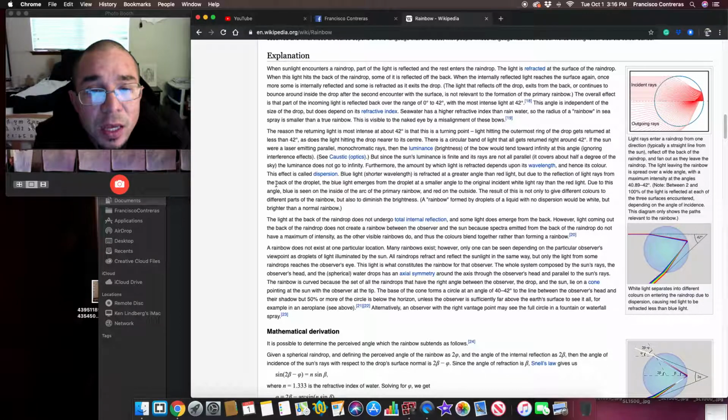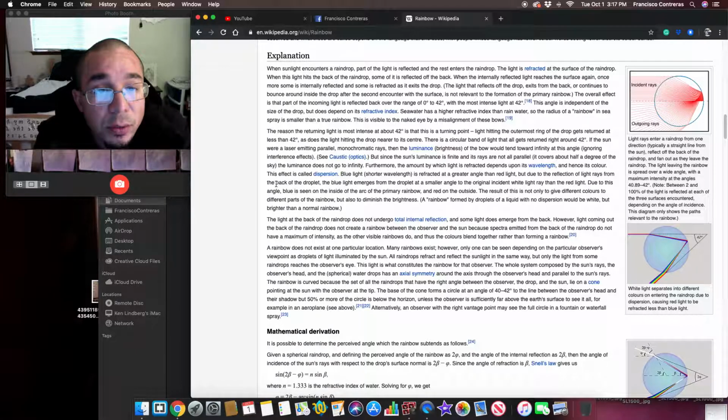refractive index. Seawater has a higher refractive index than rainwater, so the radius of a rainbow in sea spray is smaller than a true rainbow. This is visible to the naked eye by misalignment of those bows. The reason the returning light is most intense at about 42 degrees is that this is a turning point. Light hitting the outermost ring of the drop gets returned at less than 42 degrees, as does the light hitting the drop nearer to its center.